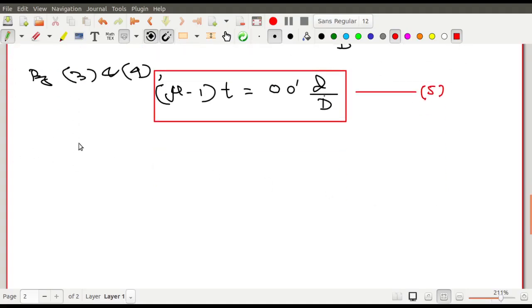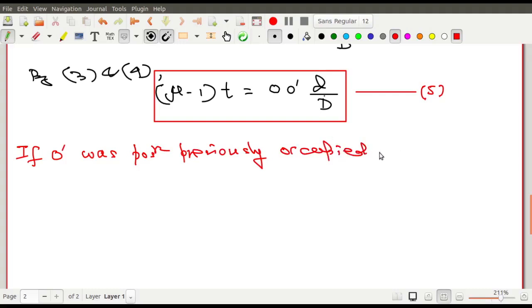আচ্ছা, আরেকটা যদি এরকম হয়, if something is like this, so this is asked in many different questions, that if O dash was the position previously occupied by the nth bright fringe.